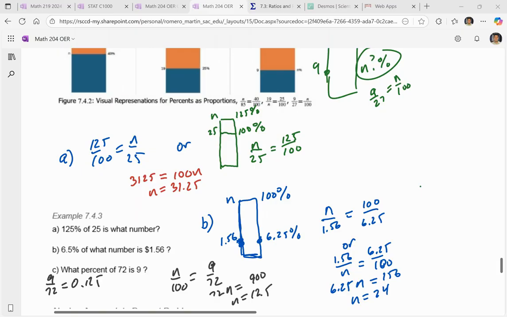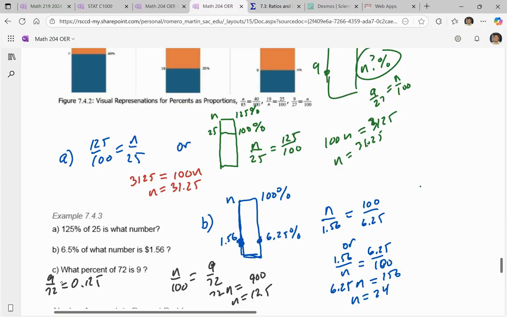Once we multiply, once you have the setup, that's the thing. You have 100n is equal to 3125, so n in this case is equal to 31.25. So 31.25 is 125% of 25. So done on that one.